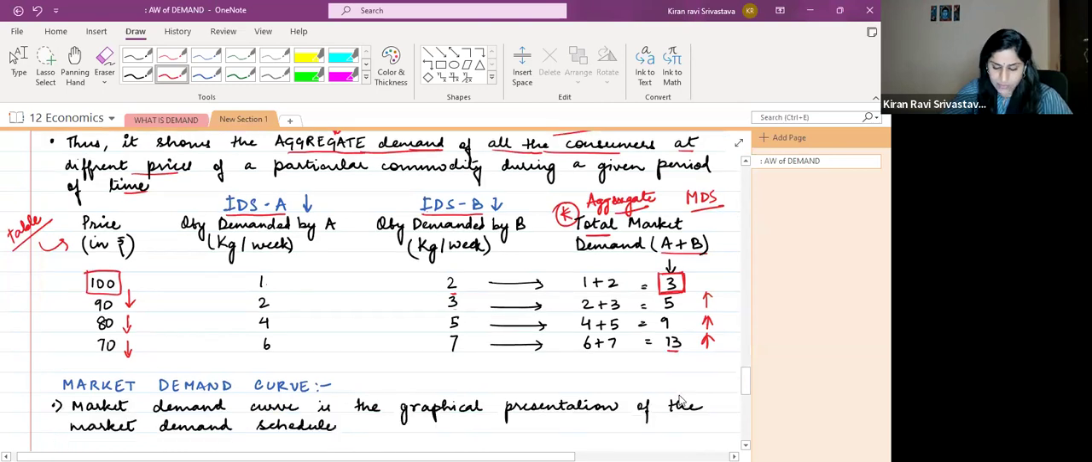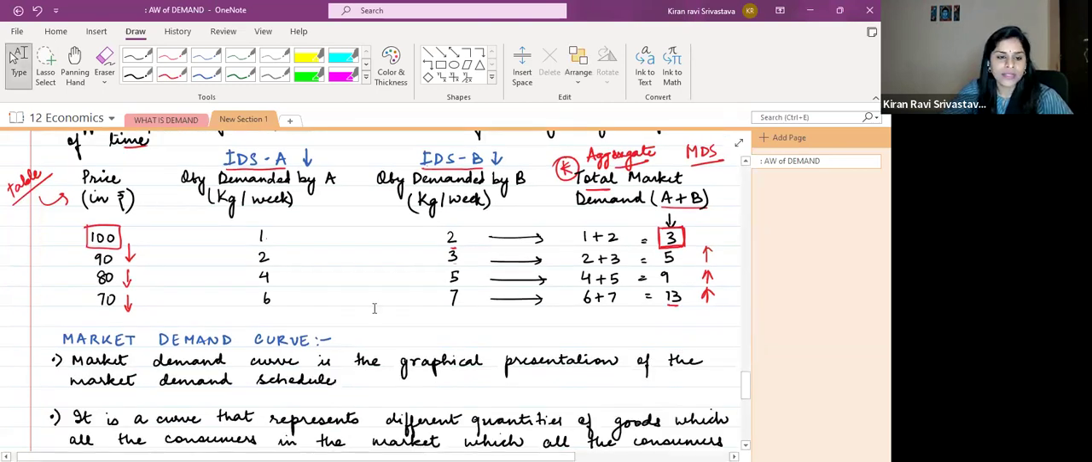What is market demand curve? Thus, a market demand curve is a graphical presentation. The market demand schedule was a tabular representation. Individual demand curve and market demand curve is a graphical presentation of a market demand schedule. Now, what does this curve represent?